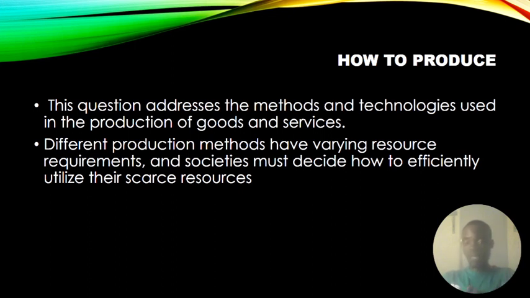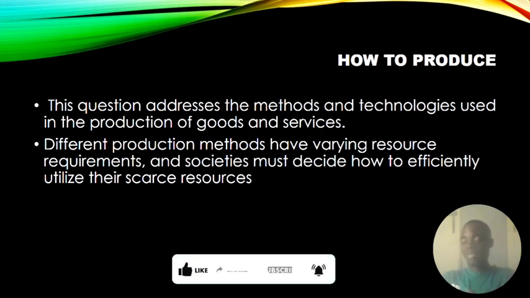When we use modern methods and modern technologies in our production process, we'll be much more efficient and we'll not be wasting resources. Different production methods have various resource requirements, and society must make decisions on how to efficiently utilize its scarce resources. So whenever we use technologies and modern methods, we are able to utilize our scarce resources efficiently.